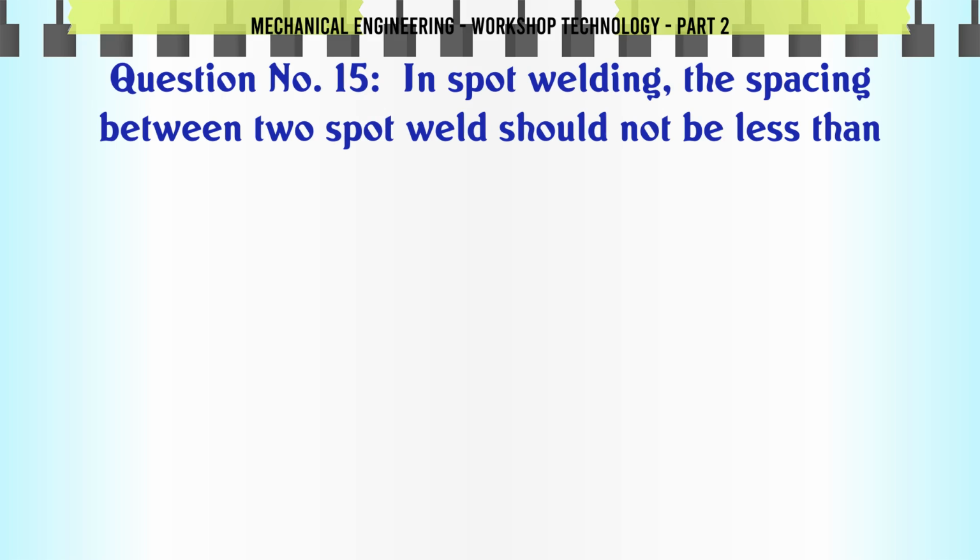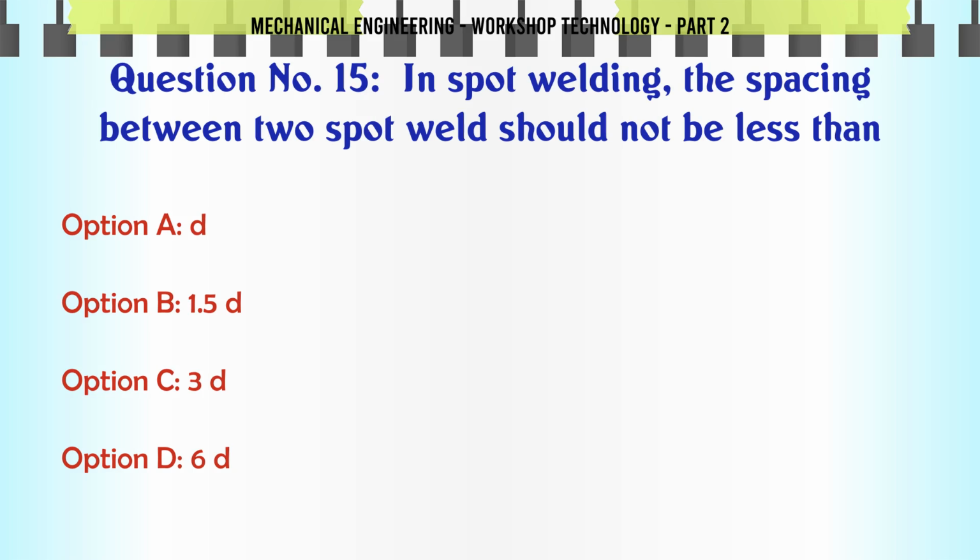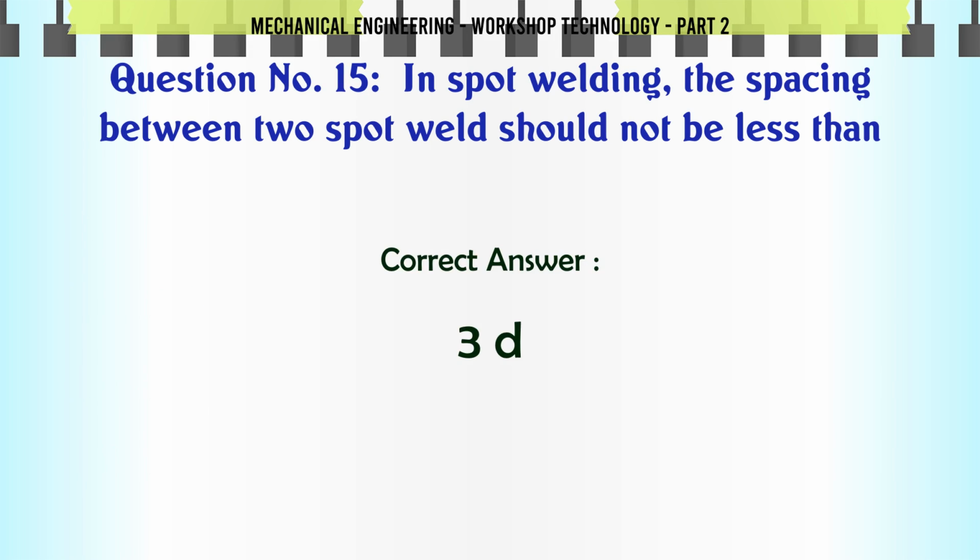In spot welding, the spacing between two spot welds should not be less than A. D, B. 1.5D, C. 3D, D. 6D. The correct answer is 3D.